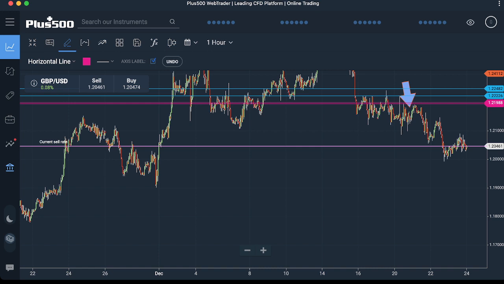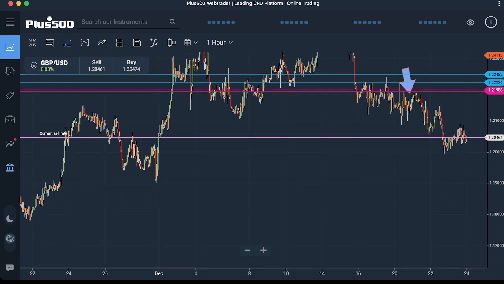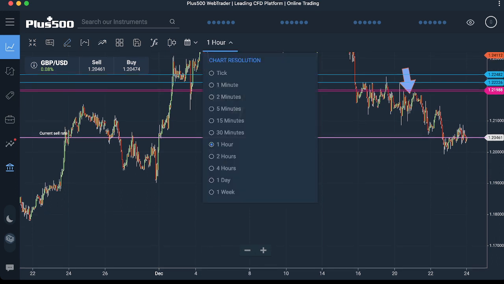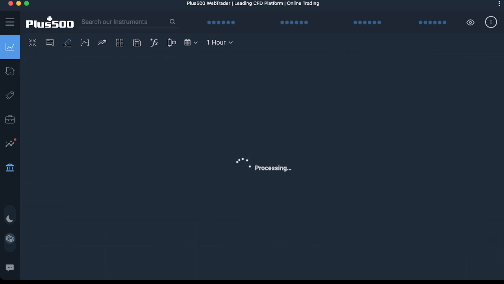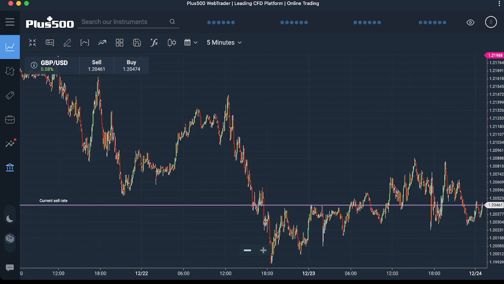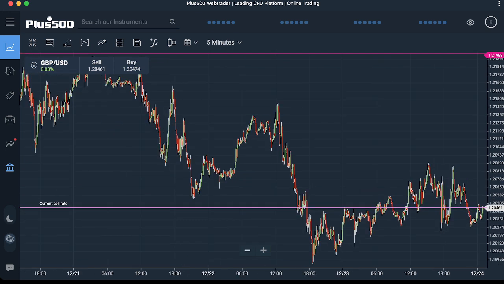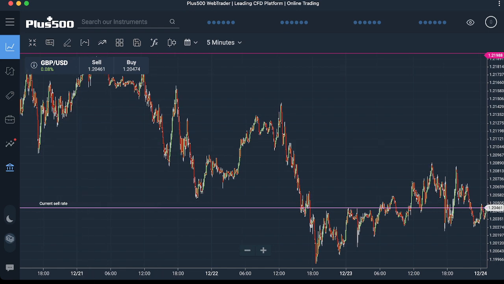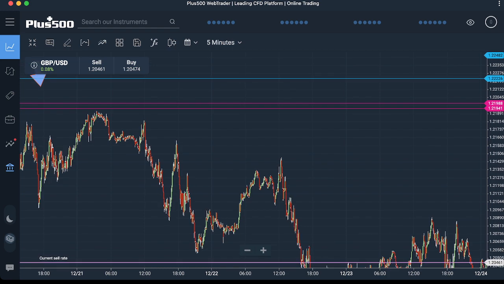Okay, so now let me just move to the 5-minute chart, and this is the lowest time frame I'm going to show you in this session. So we started from the weekly chart into daily, and then our trading time frame, which was the 1 hour chart, and now the 5-minute chart.